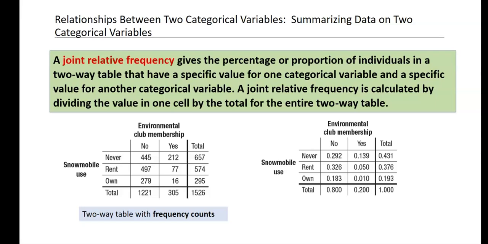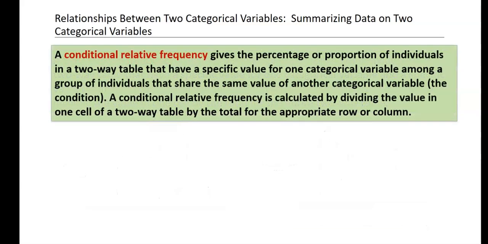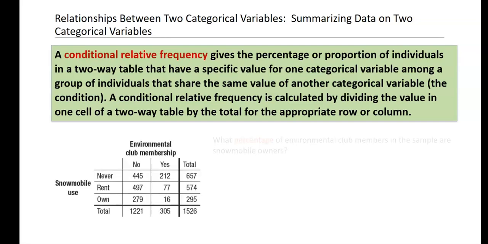This is a two-way table with frequency counts, two-way because it has two variables, and a two-way table with marginal relative frequencies. So conditional, I really like conditional. You kind of get used to it after a while, just the way that the question is phrased.